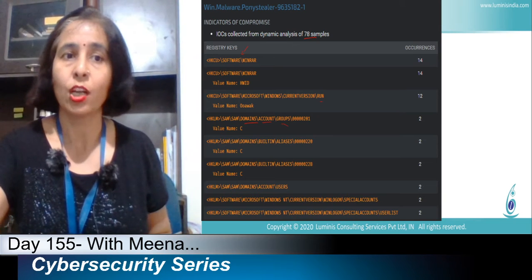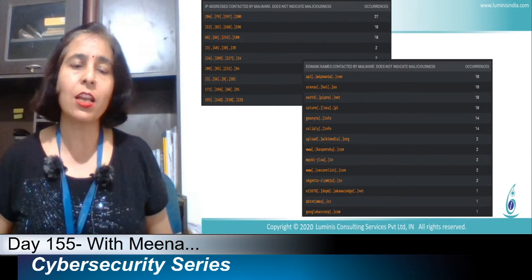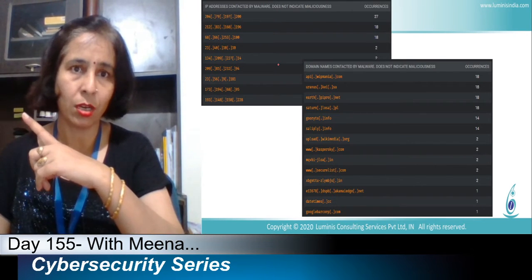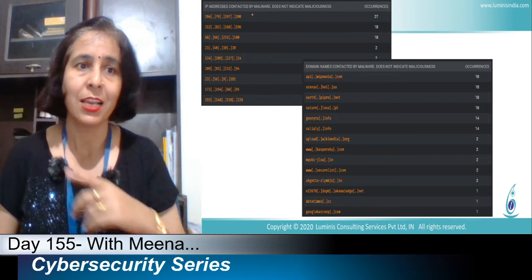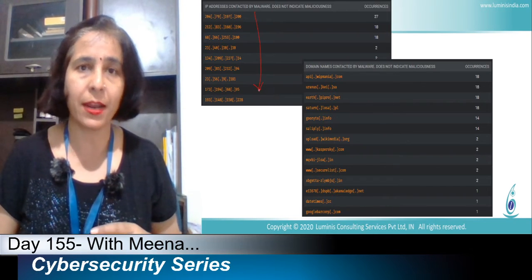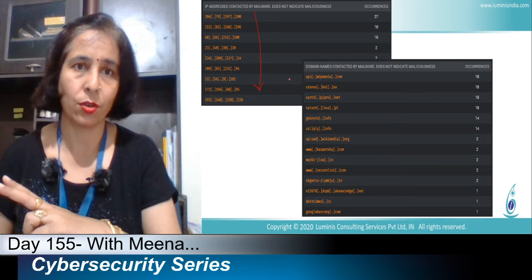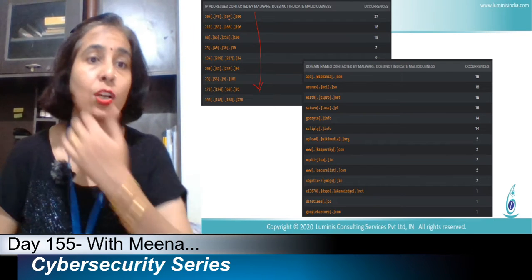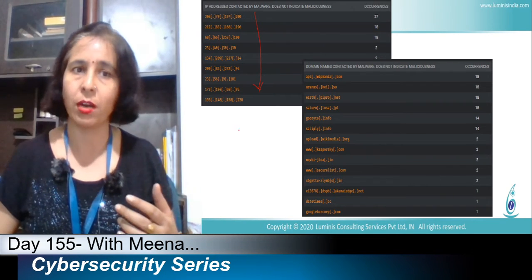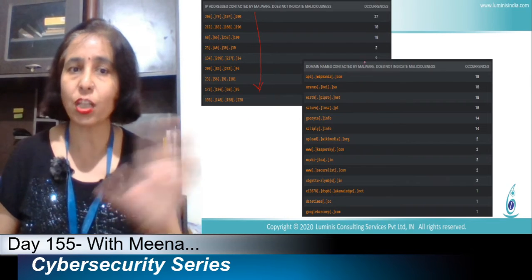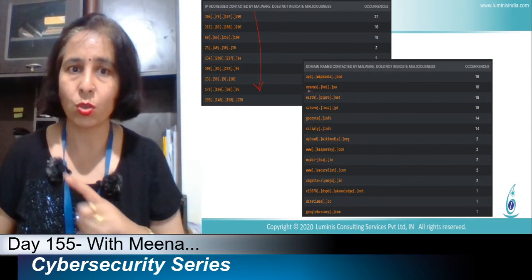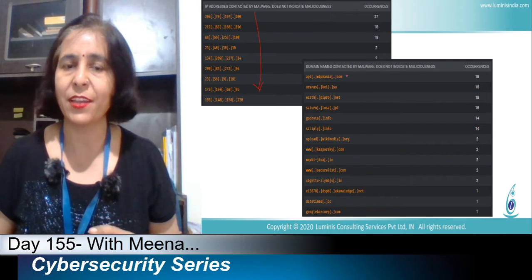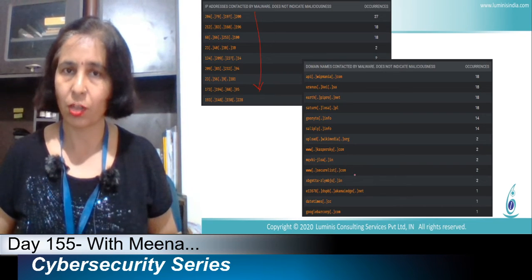What other things can this pony stealer do? After installing, it will communicate with remote IP addresses. This shows the different IP addresses it will contact, like 204.79.197.200. There are a number of IP addresses it will contact, and these are the domains it will contact, like API.wipmanai.com and many more.